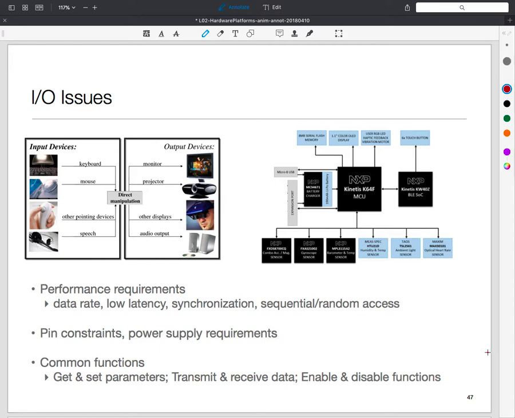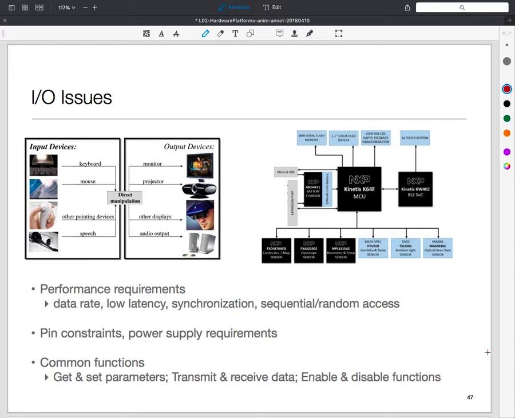Synchronization refers to that I want two devices to do something together. Like for example, if I have a speaker and a display and I'm sending the video image onto the display and the sound onto the speaker, I do want to make sure that lip sync is maintained, right? So there's going to be some requirement in terms of when the data is appearing out or when it is being sampled in the reverse direction. So that's the synchronization.